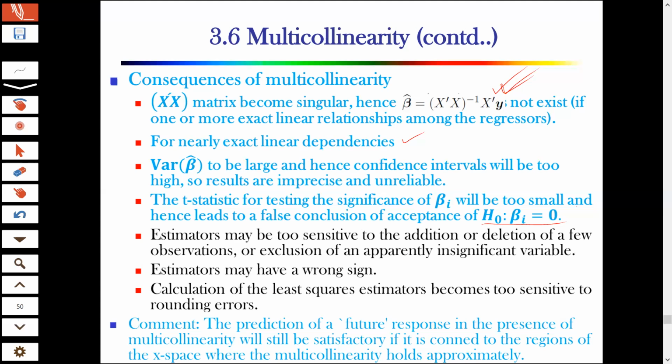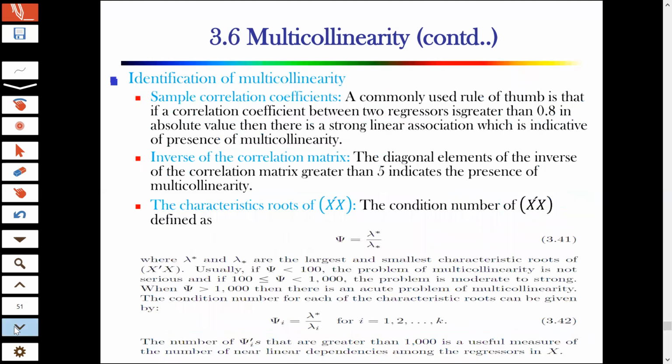A prediction of a future response in the presence of multicollinearity will still be satisfactory if it is confined to the regions of X space where the multicollinearity holds approximately. Now, how can we determine multicollinearity? There are three ways. One is the simple correlation coefficient. A commonly used rule of thumb is that if the correlation coefficient between two regressors is greater than 0.8 in absolute value, then there is strong evidence of multicollinearity.